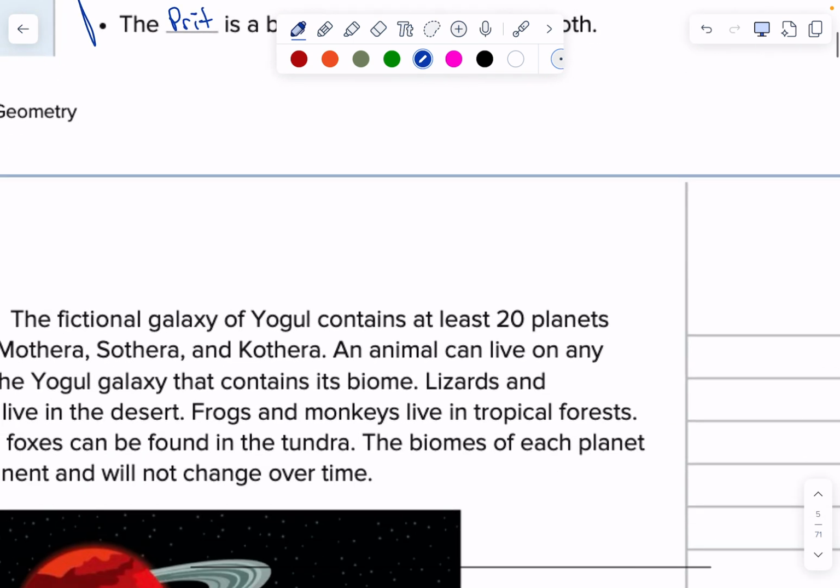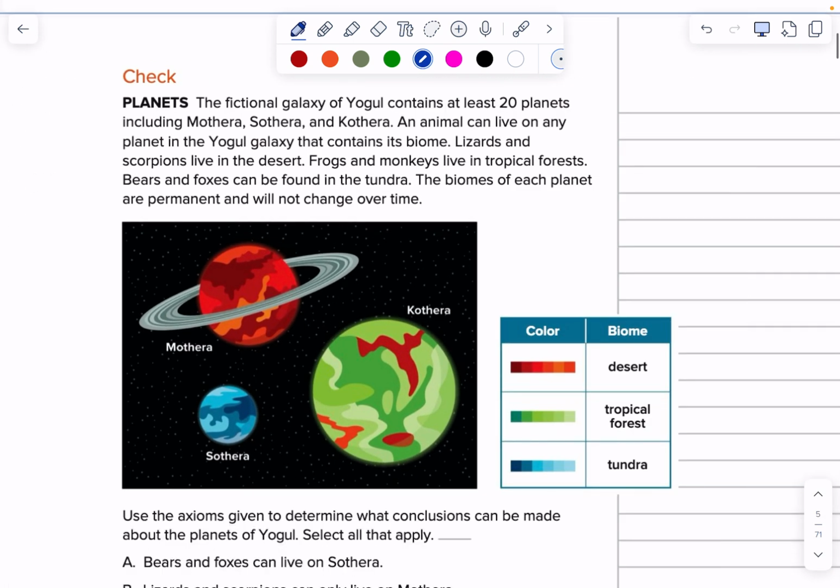Okay. All right, next. We've got some more diagrams going on here. Let's do the check, which is planets. The fictional galaxy of Yogel, whatever, contains at least 20 planets, including Mothra, Sothra, and Kothra.